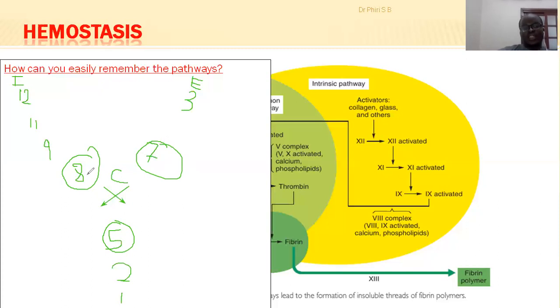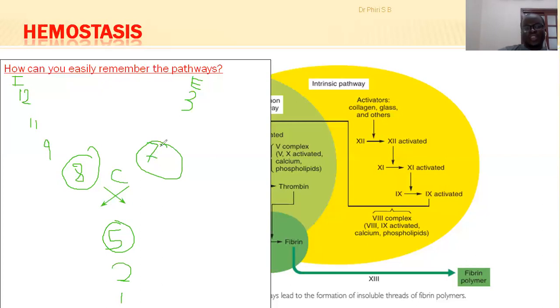So you see that once activated factor 10 activates factor 5, the factor 5 will form factor 5 complex that will also need the activated factor 10, factor 5, calcium, and phospholipids. In that, we'll activate factor 2. Factor 2, the active form of factor 2 is thrombin. So the prothrombin will be activated into thrombin. The thrombin will now activate factor 1, which is fibrinogen. It will convert the fibrinogen into fibrin, and the fibrin will form the fibrin polymer.